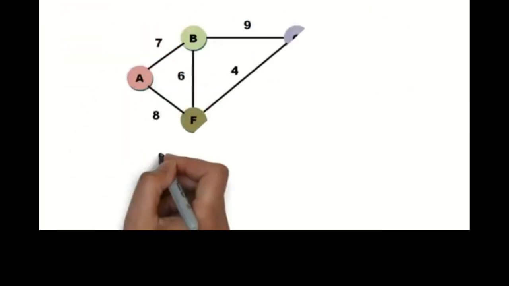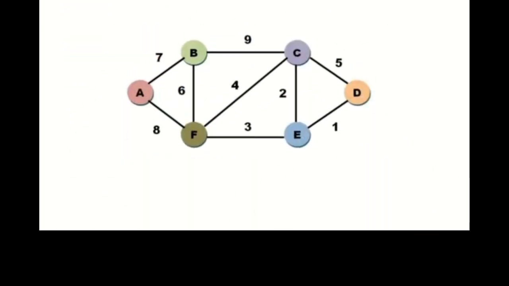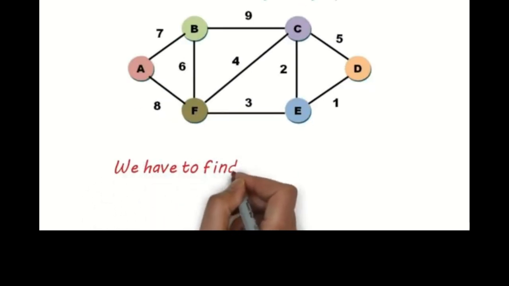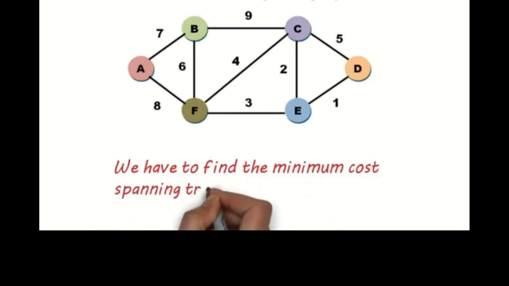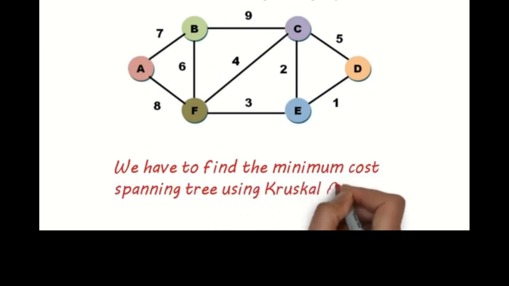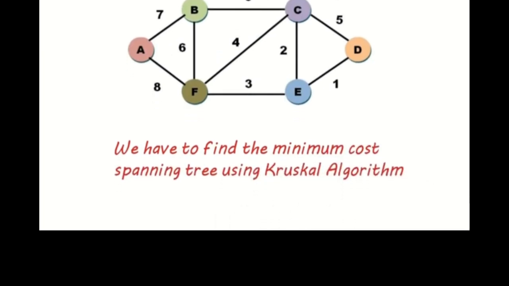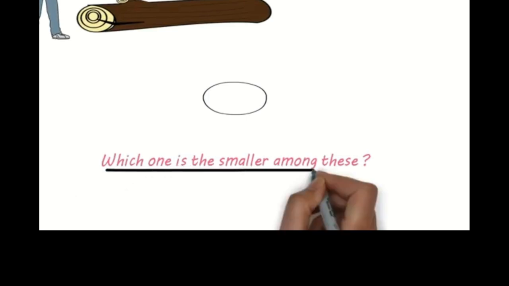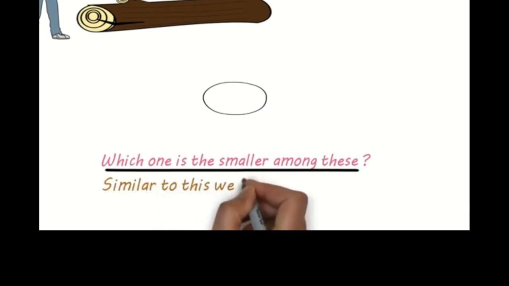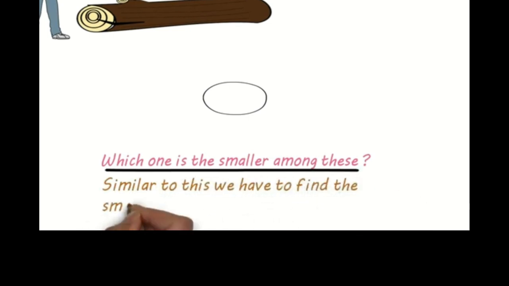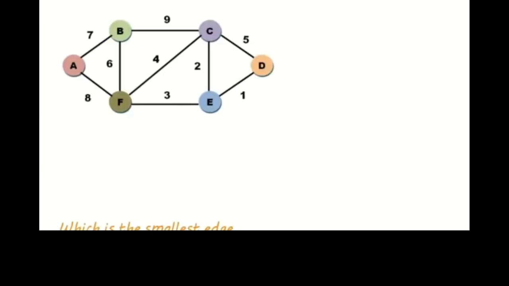So let's take this graph as an example, and we have to find a minimum spanning tree in this, as well as the minimum cost. We'll see how we can calculate the cost also. So let's get started. First of all, we have to find the smallest among these. If you remember what we did in the log case, similar to this we have to do in the graph also. We have to go for the smallest edge.